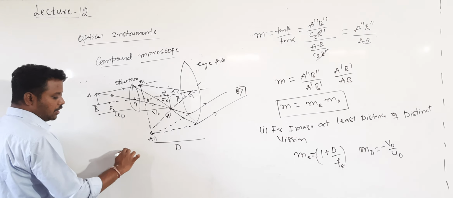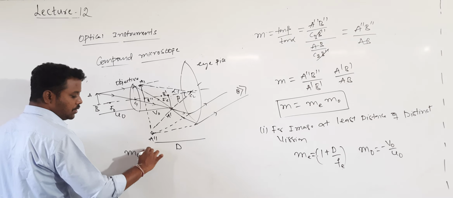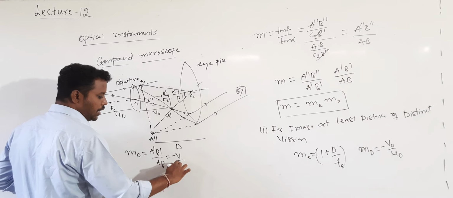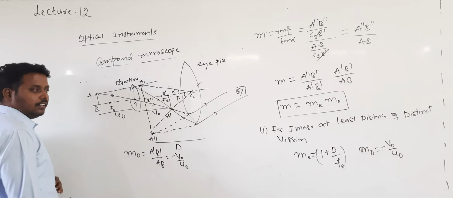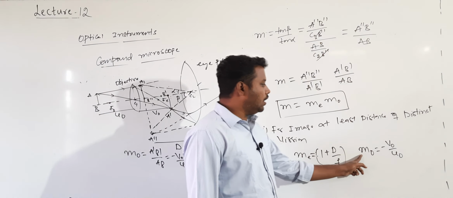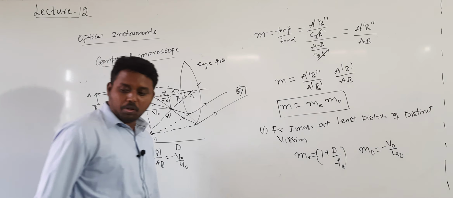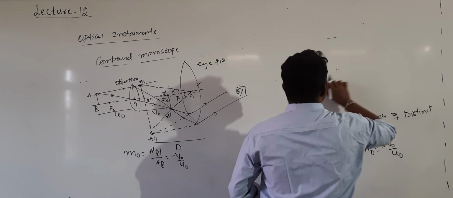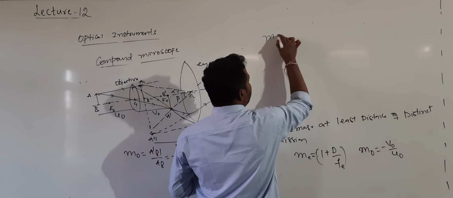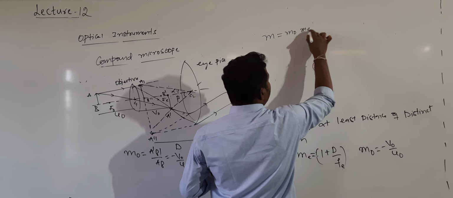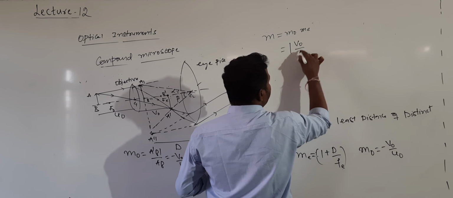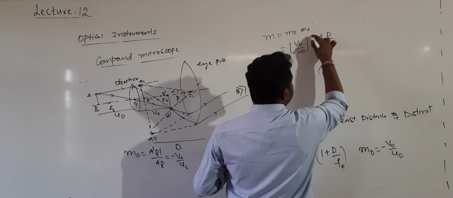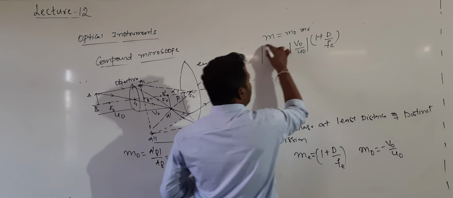So the magnifying power for the objective lens MO is the ratio between which one? A dash B dash divided by AB, which can be also written as minus v0 by u0. Can I write? So then MO value is minus v0 by u0. Up to here, are you getting? Then what formula will we get? The final expression is the total magnifying power, the product of M0 and ME, which is the modulus of v0 by u0 into ME, given by 1 plus d divided by fe. So this is the formula for the magnifying power of the compound microscope.